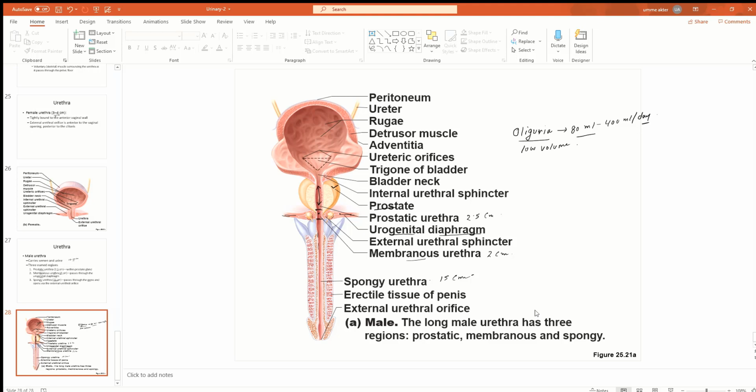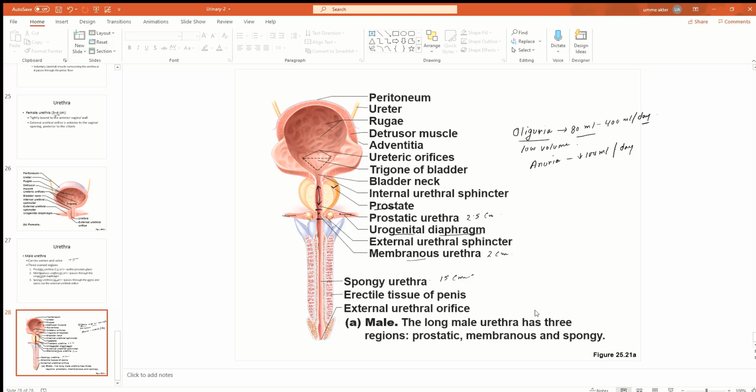If the volume is extremely low, that condition is called anuria. A means absence, as we usually indicate in anucleated, meaning no nucleus. So anuria is a condition in which there is almost no urine production. Okay, so if it is less than 100 milliliter per day, that condition will be termed as anuria.